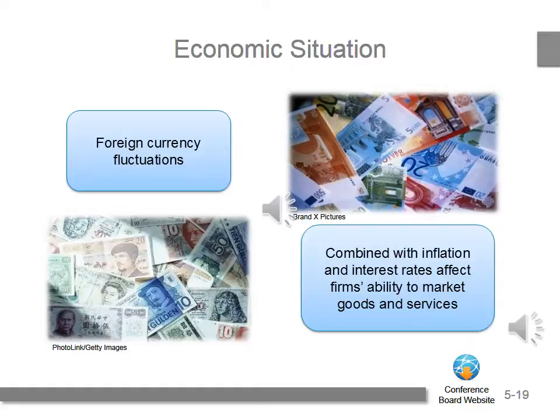This slide has pictures of foreign currency, combined with inflation rates and interest rates, they all affect a firm's ability to market goods and services. The ruble fell in the last few months, something that we must overcome as a nation and as a globe.